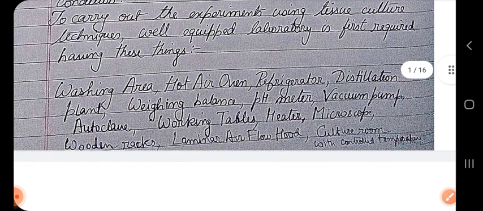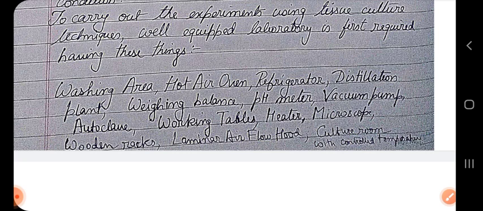A microscope for observation of the callus. Wooden racks for storing your cultures after proper inoculation of the plant tissues in that medium. We have to incubate them properly, and we have to check them throughout the period of time. Then comes the laminar airflow hood.